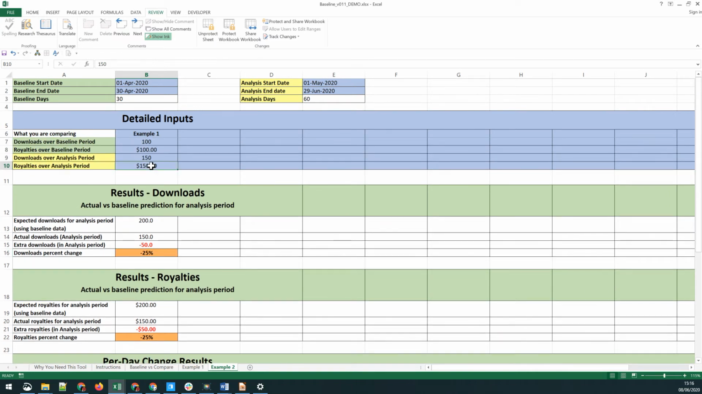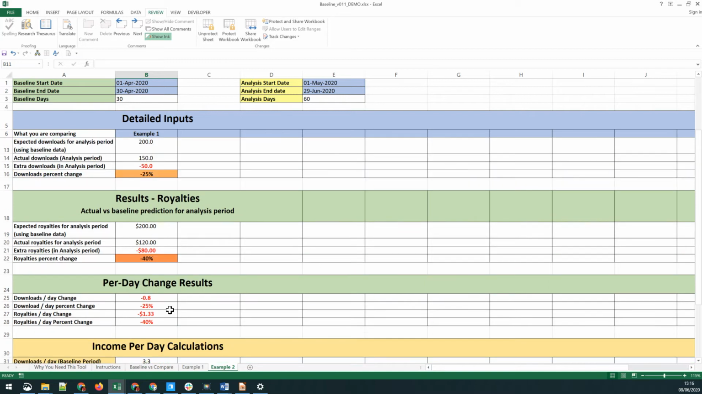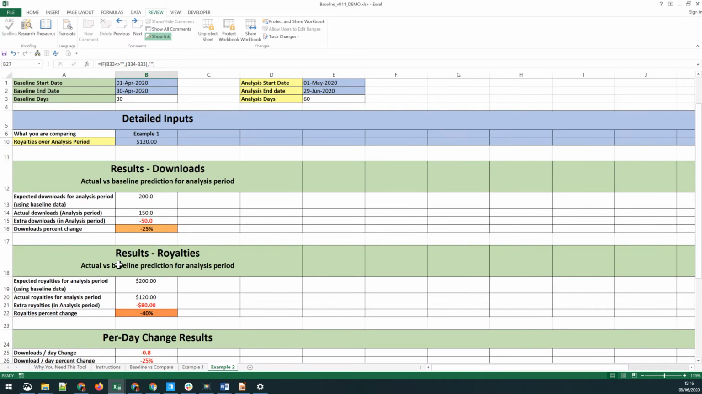But if I was to maybe say that that was $120, you can see that the loss would be even greater. And you can see the per day changes here as well. So you can see we're down 0.8 downloads per day and 25%, and we're down $1.33 and 40%, and those percentages will match up here because of the way the numbers are calculated. So we'll just return that to what it was.